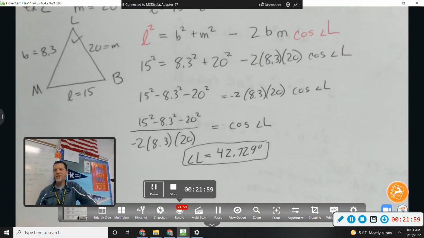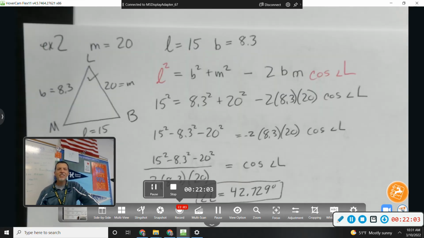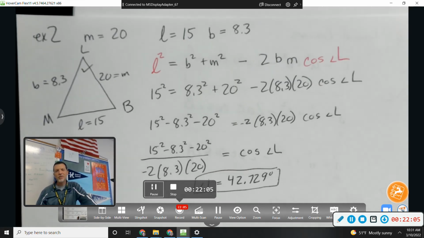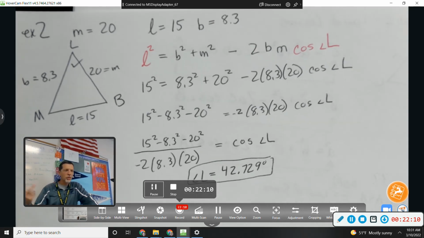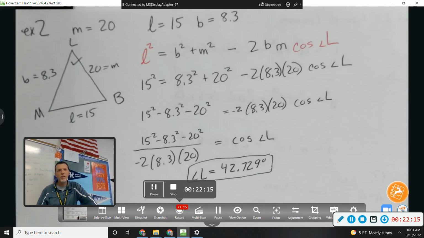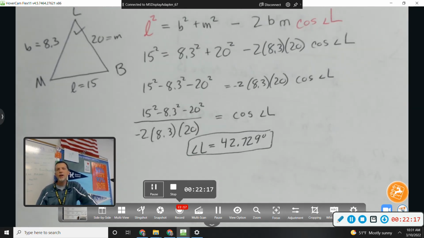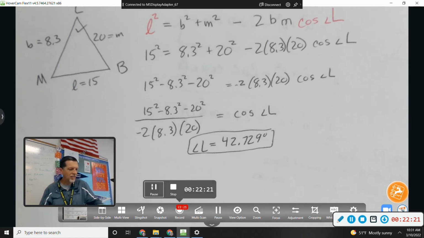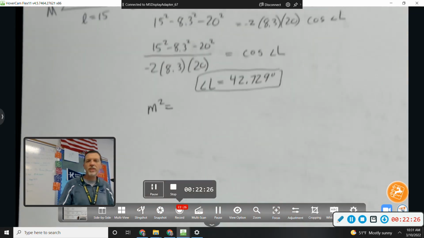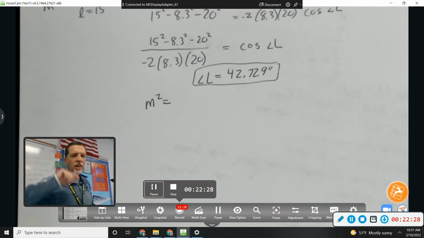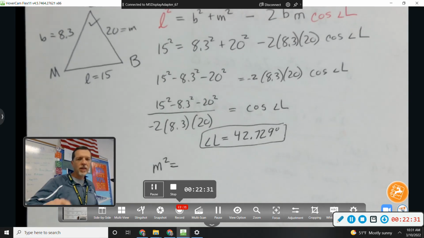What do we need to do next? Find another one. Side, side, side is the worst case scenario because you have to do law of cosines twice, and it's like the worst arrangement of law of cosines twice because you got to set it up and then do algebra. Just so we're all on the same page, which angle do you want to find next? M it is. I'm going to show even less work this time. So I'm going to press pause, see if you can find angle M from there.